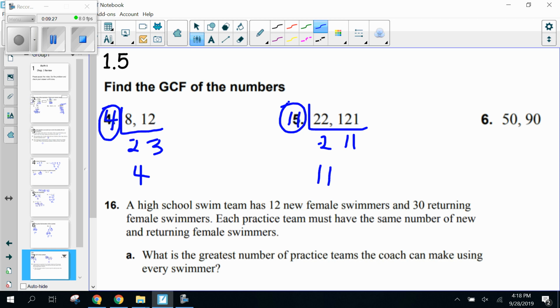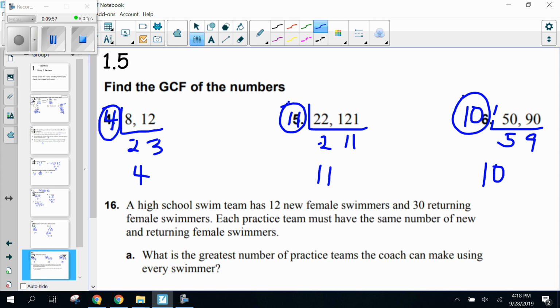And for number 6, we learned that numbers that end in 0 are divisible by 10. So we're going to divide by 10. 50 divided by 10 is 5. And 90 divided by 10 is 9. Only divide by 1, so again, we're done. If you ended up having a few numbers that you divided by, you would have to multiply them together to get the GCF. But in our cases, we found them on the first shot.